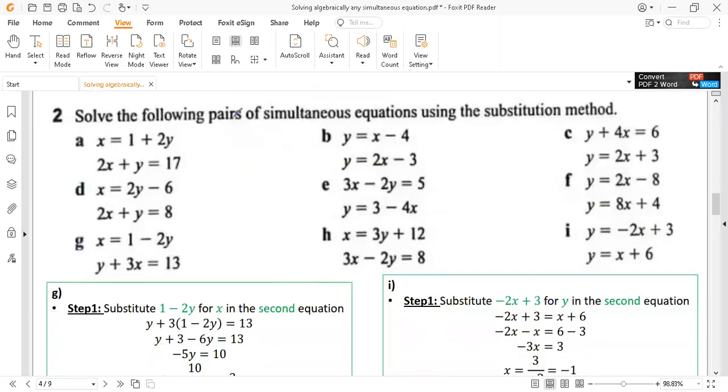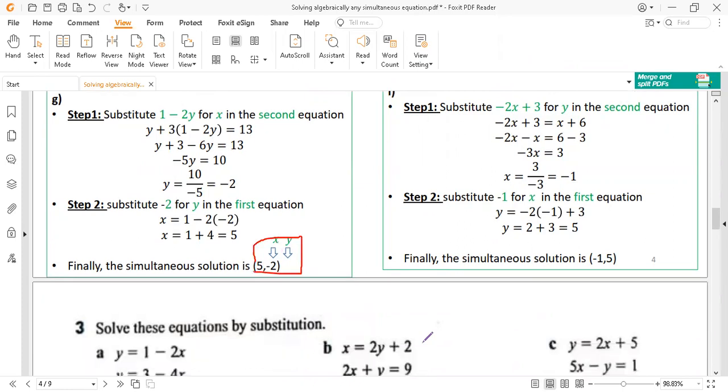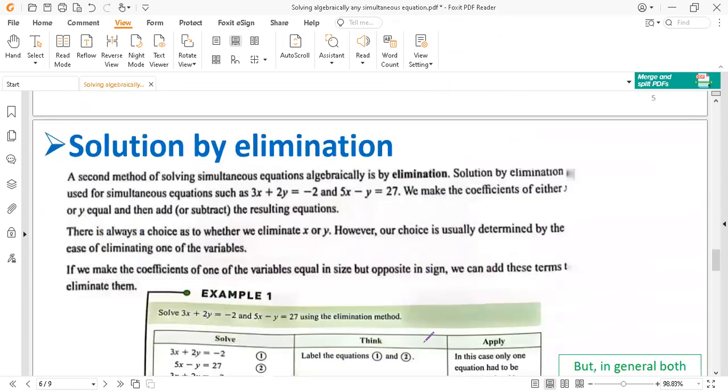Also, we can solve the following pairs of simultaneous equations as direct applications of what we explained before, and it is easy to find that the simultaneous solution is a couple of two values, x and y. What about solution by elimination? How to solve by another method?